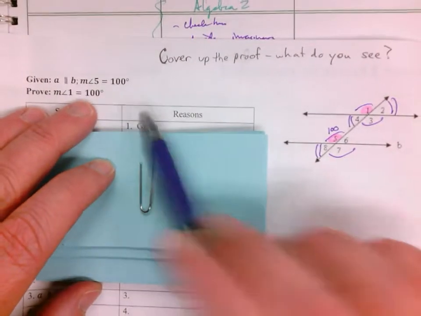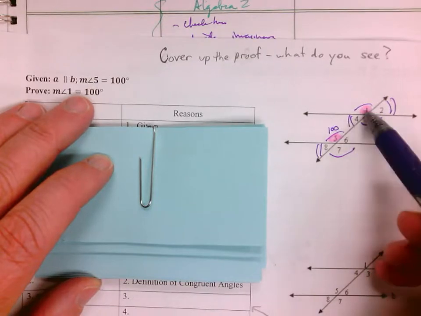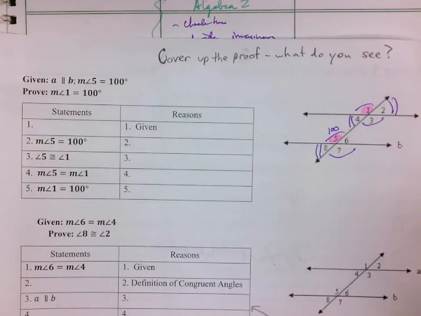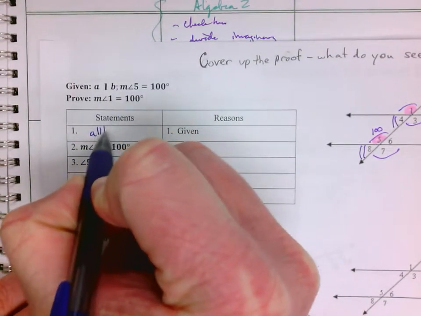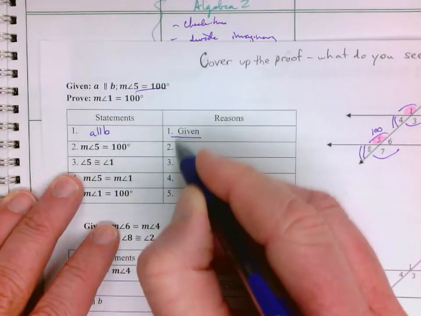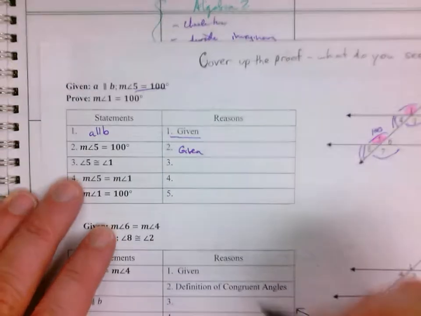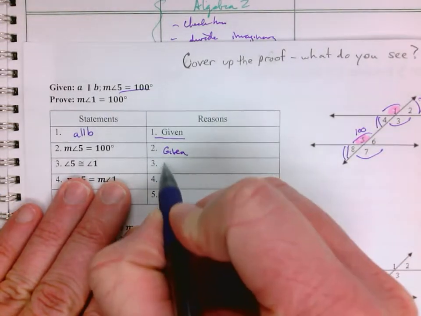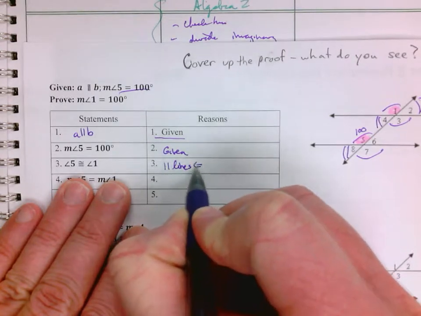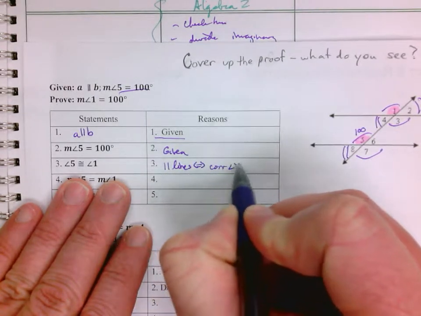So looking at the relationship, I know those are corresponding angles, so I'm probably going to use that. Okay, so I go here. First statement, A is parallel to B, that's given. Also given. So get the things in that you know. Angle 1 is congruent to angle 5. We just said those are corresponding angles. So parallel lines, corresponding angles congruent.